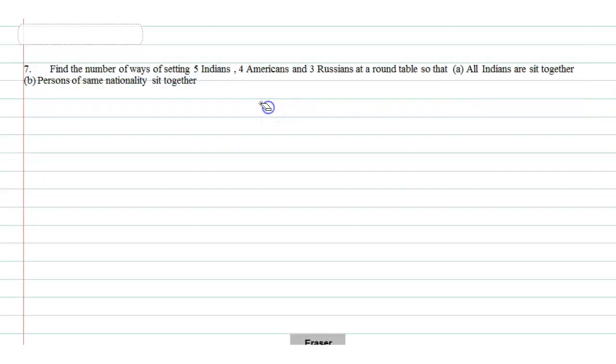The question is this one. Find the number of ways of arranging 5 Indians, 4 Americans and 3 Russians at a round table, so that all Indians sit together, and the condition is persons of the same nationality sit together.